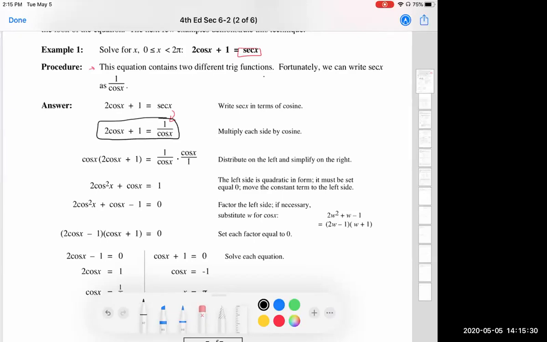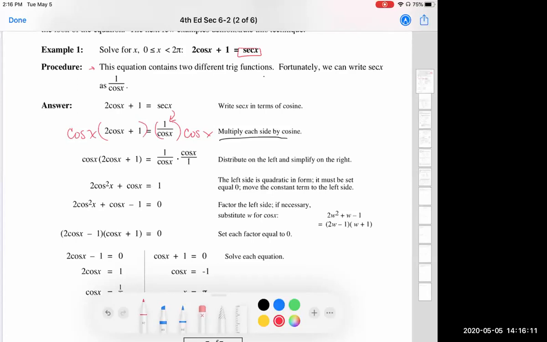Now, I'm not so happy about having this fraction. So what can I do to get rid of that fraction? Well, because I have an equal sign, and equal signs are very powerful, I can multiply the same thing to both sides and not lose the value of it. So next we're going to multiply each side by cosine. I'm going to multiply this side of my equation by cosine of x and this side by cosine of x.